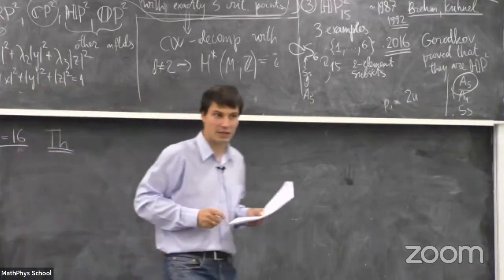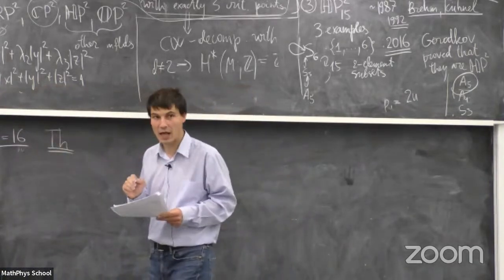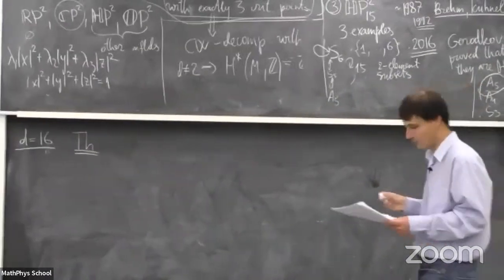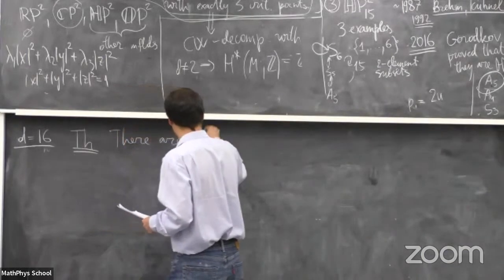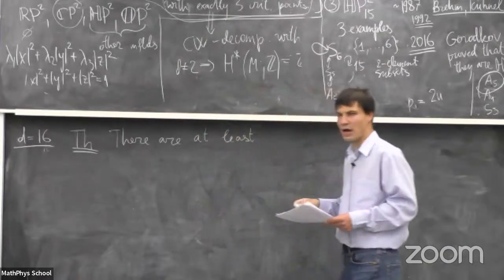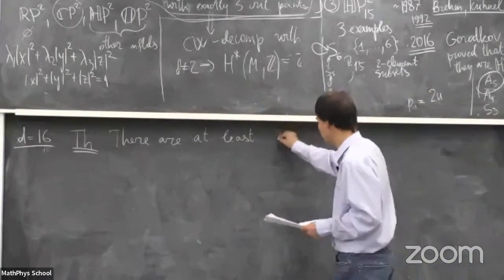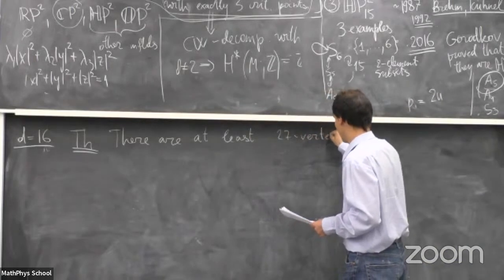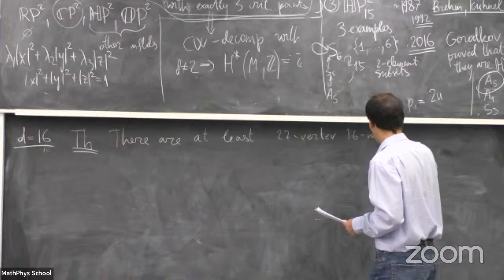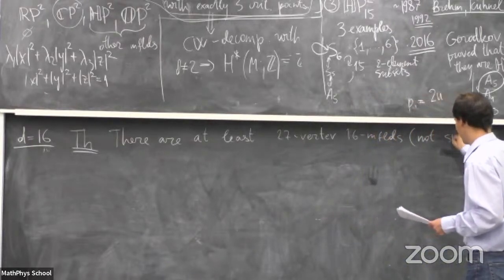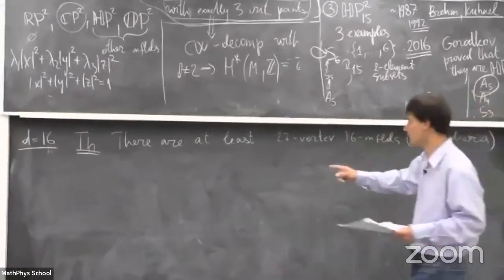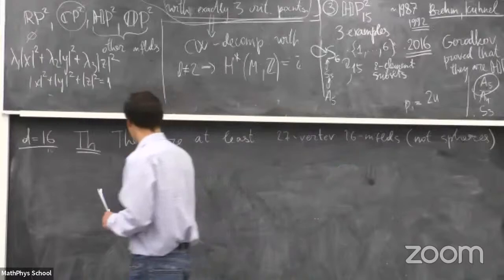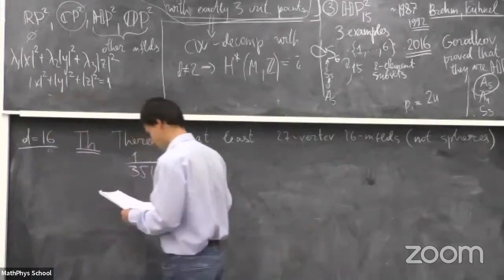Theorem: in dimension 16 there are at least 27-vertex 16-manifolds, of course, which are not spheres. There are plenty of spheres, so I would like to consider such manifolds which are not spheres. And there are at least as many such manifolds.